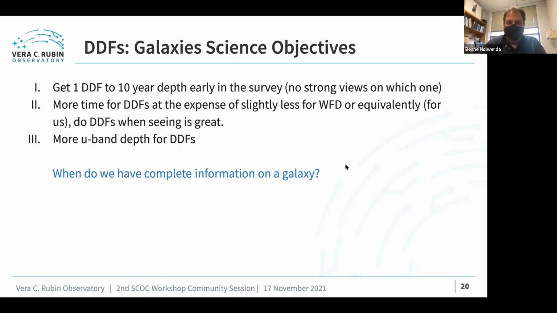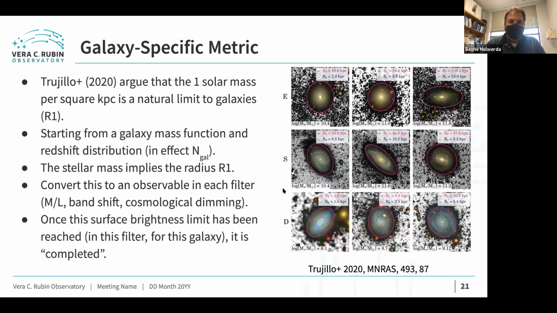And especially U-band depth for the DDFs is critical. I wrote a white paper on the why, mostly because of the multi-wavelength data. All the multi-wavelength data is there, but U-band is hard to get, and so that's where LSST would be a phenomenal contribution. And this circled back for us to the question: when do we have complete information on a galaxy? And that's not just multi-wavelength, but also the depth of the survey. Next slide, please.